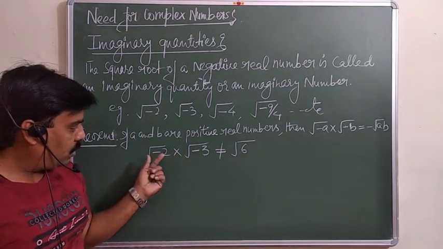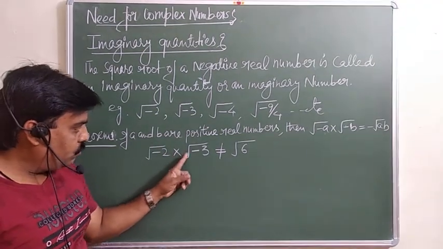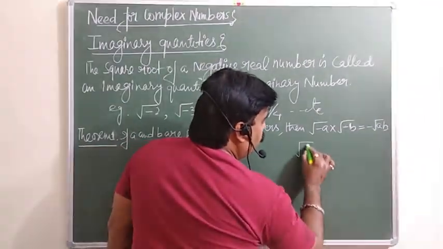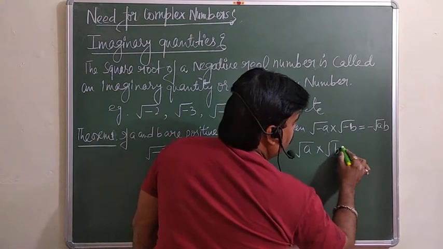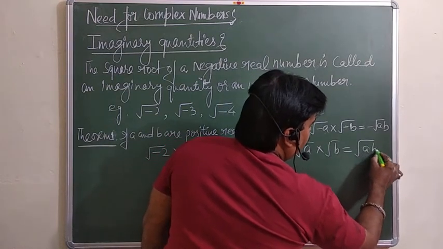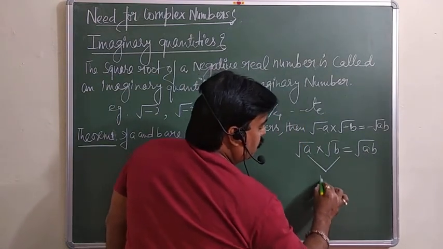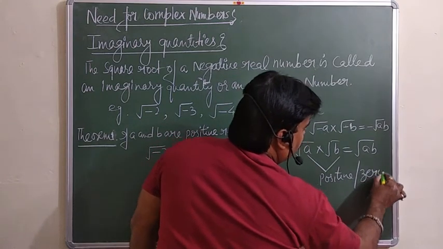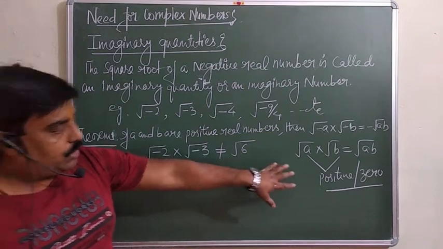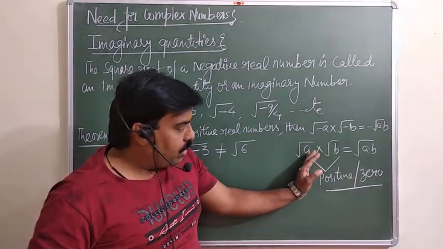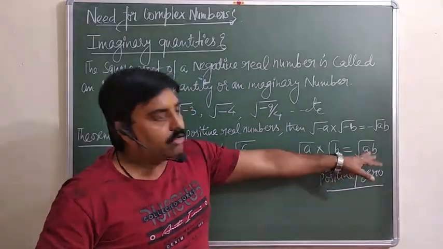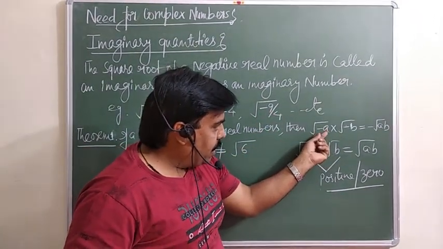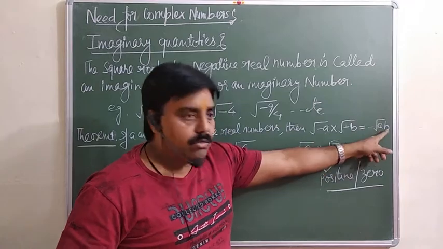This is √2 times √-2 times √-3, which is not equal to this one. Here, √a × √b = √(ab) if a and b are both positive, either both positive or 0. Sometimes one may be positive and one negative, and then also we can solve it. Now see how √-a × √-b = -√(ab) is obtained.